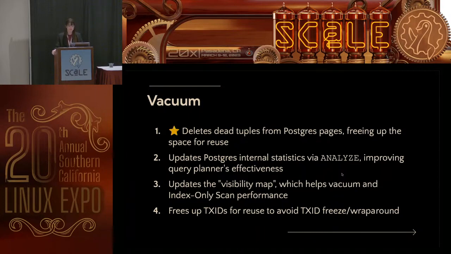For example, it updates Postgres internal stats via running analyze at the same time, which means that you can improve the query planner's effectiveness. It also updates something we call the visibility map, which I won't go into a ton of depth in here, but it helps future vacuums run more effectively and also helps index-only scan performance. And finally, it frees up transaction IDs for reusability to avoid transaction ID freezing, which by extension avoids wraparound.